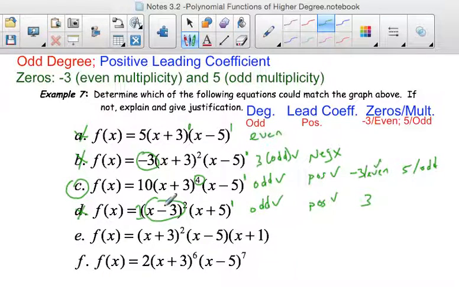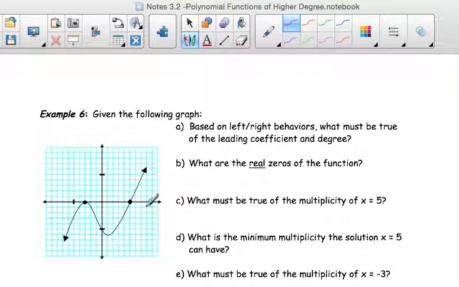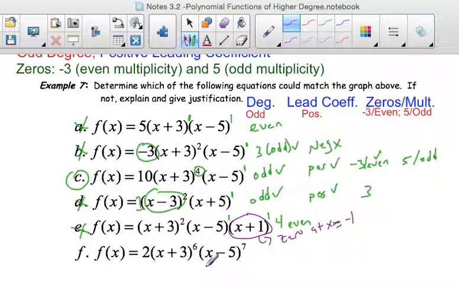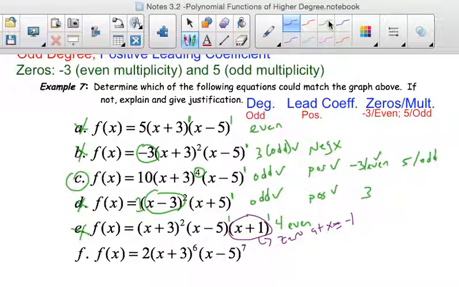Letter E. Here we'll look at the degree. The degree is 2 plus 1, which is 3 plus 1, which is 4. So this has even degree, so we can eliminate it on that basis alone. Another thing you might notice is we have a third factor here at x plus 1. This factor will give a 0 at x equals -1, which means our graph should have an x-intercept at x equals -1, which we don't have. So we can eliminate letter E for multiple reasons. Let's look at our last function.